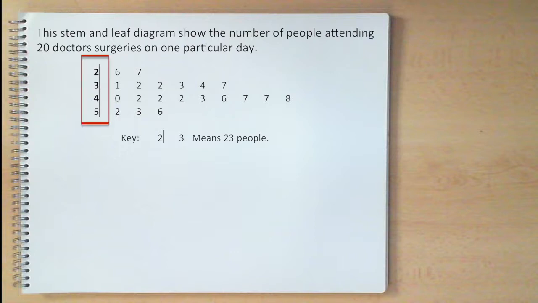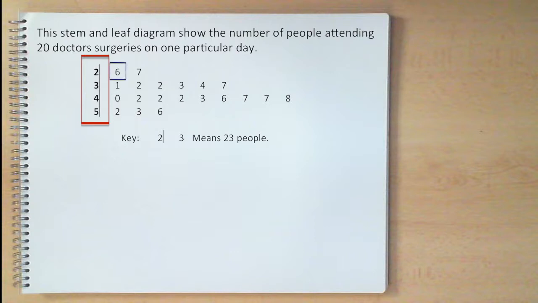So this part of the diagram is called the stem, and in this particular example the 2, the 3, the 4 and the 5 mean 20, 30, 40 or 50. So that's the first part of the number we're looking at. So the 2 is 20 something, the 3 is 30 something and so on. That's called the stem.